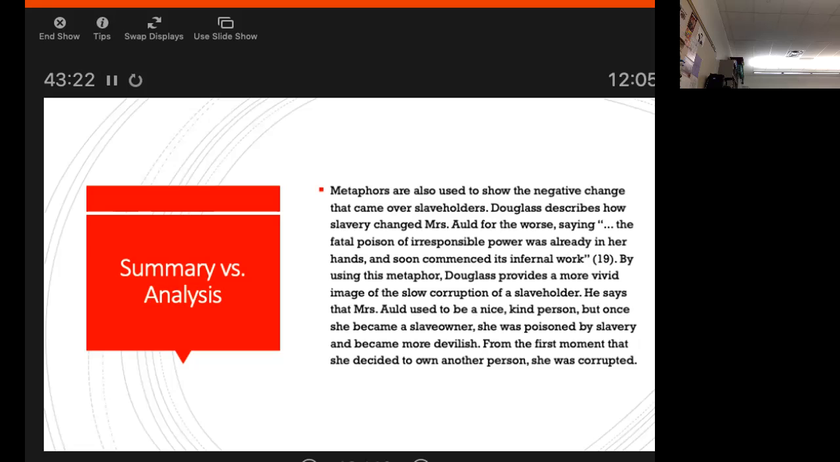By using this metaphor, Douglas provides a more vivid image of the slow corruption of the slaveholder. The fatal poison is slavery. I didn't notice the typo. Slavery and the power Mrs. Auld has over her slaves. By using the metaphor of poison as slavery, Douglas shows that this change doesn't happen overnight, that the slow building of prejudice and a thirst for power inside the heart of a slaveholder rots them from the inside out, just like poison.